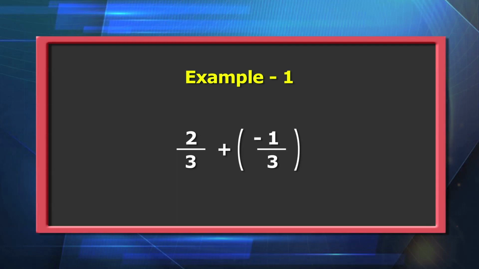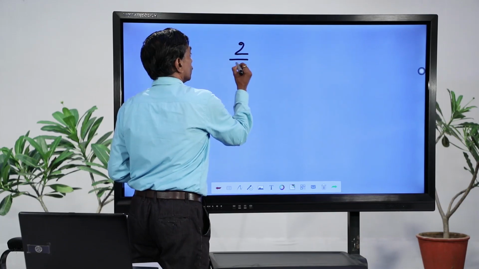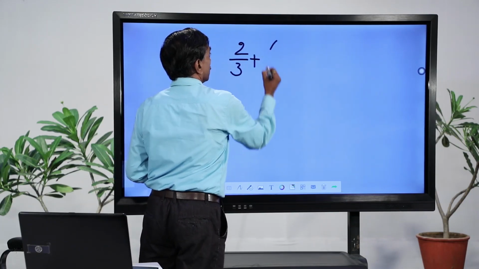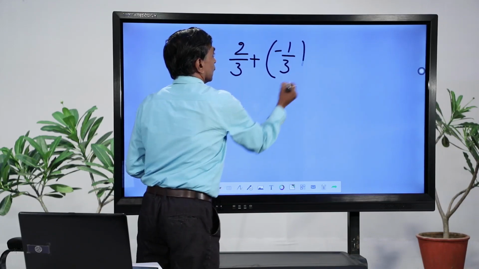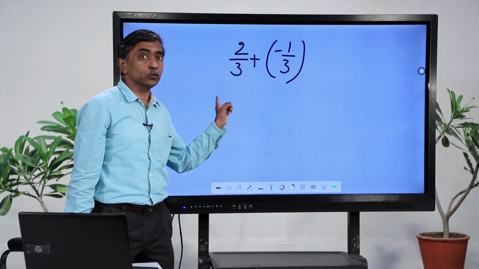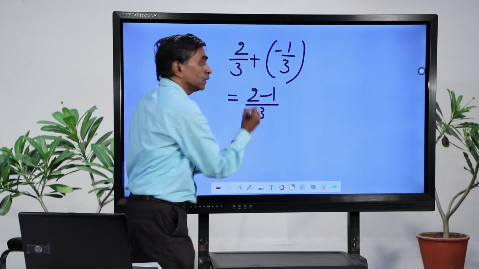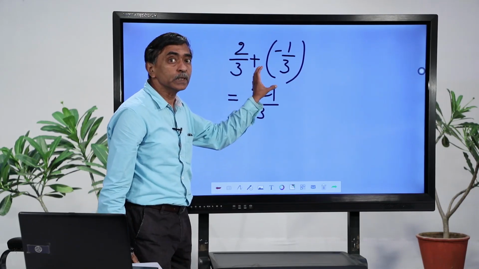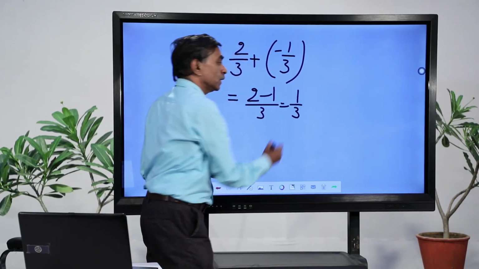Let us take the first one. Before naming that particular property, I would like to give you an example. Suppose I take two rational numbers, 2 by 3 and minus 1 by 3, and add them under the operation of addition. What do you get here? I get 2 minus 1 divided by 3. I have taken the simplest of all rational numbers to help in calculating, and I find that this is 1 by 3.